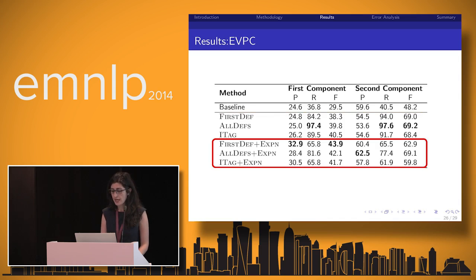which is the verb, and we see that it doesn't improve for the second component, which is the particle, or the ones like up, down, on, things like that. So this is something that actually makes sense, that by definition expansion, the F score drops.